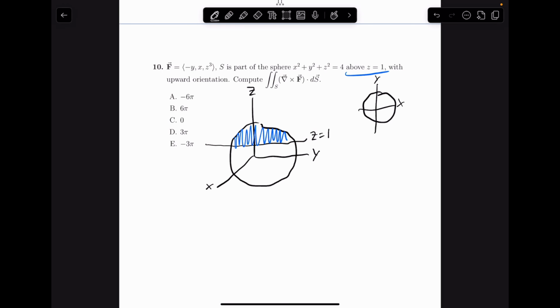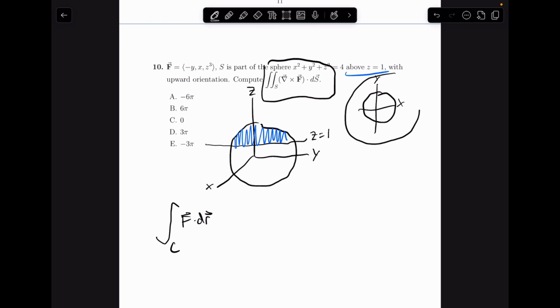That's nice because we can apply Stokes' theorem onto that circle, because we know this integral right here is given by the line integral over C of F dot dr, where C is the boundary curve of the part of the surface that we're after.